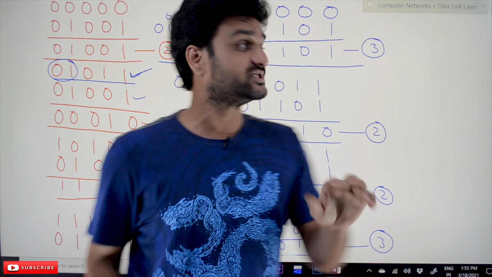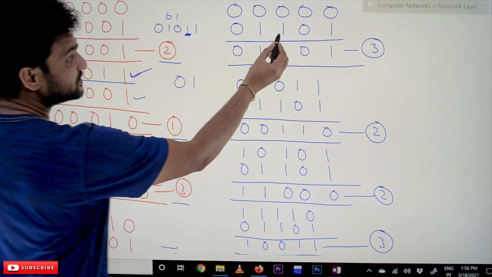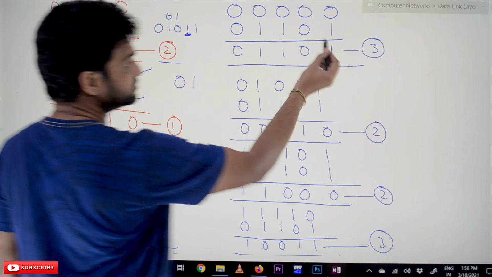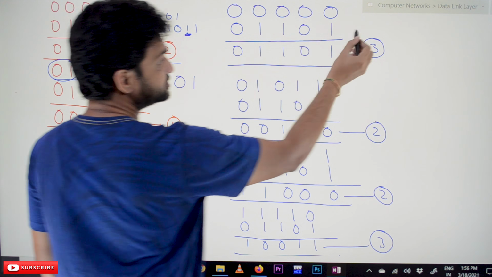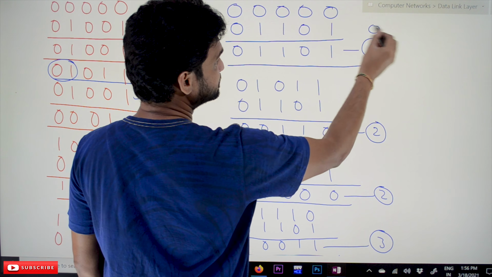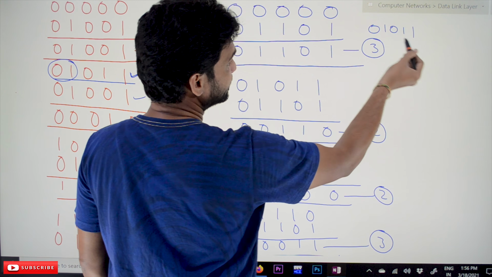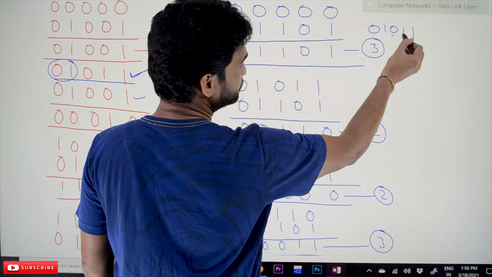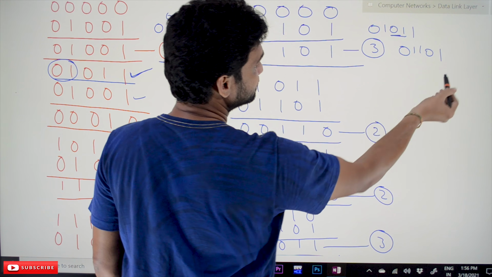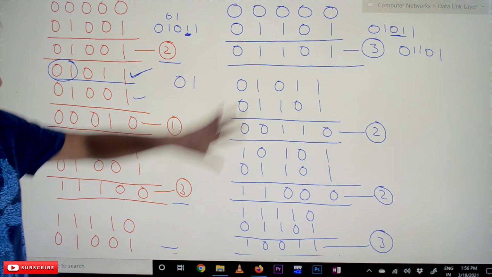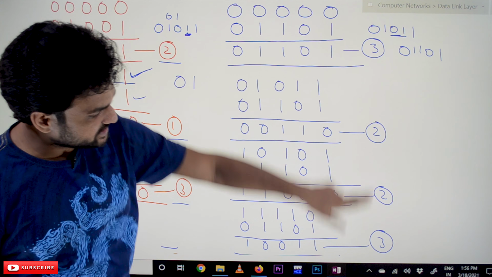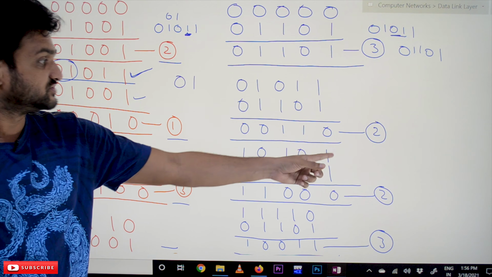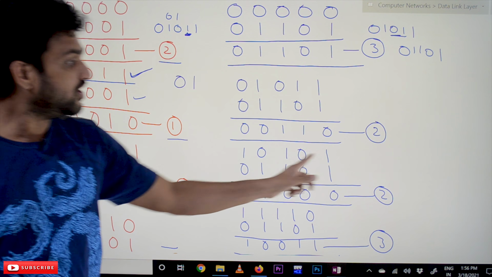If there are 2 errors, this is the scenario. Here a 0 has been converted to 1, and a 1 has been converted to 0. So the code word for this is 01011, and the errors have occurred at these 2 bits, giving 101. Now with the 2 words, the minimum Hamming distance is 3, and here it is 2. So which one has to be chosen? Whether to choose this code or this code.